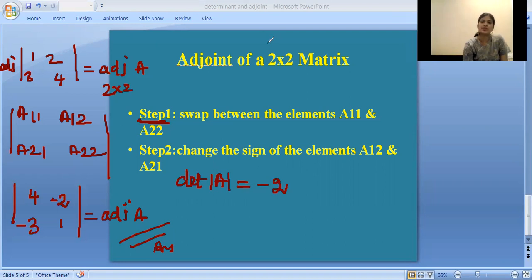So we are going to substitute in the inverse formula. The inverse formula is A inverse is equal to 1 upon determinant of A into adjoint of A. We know the value of determinant of A, which is negative 2. And the adjoint of A is 4, minus 2, minus 3, and that's all. We found the value of the inverse matrix.